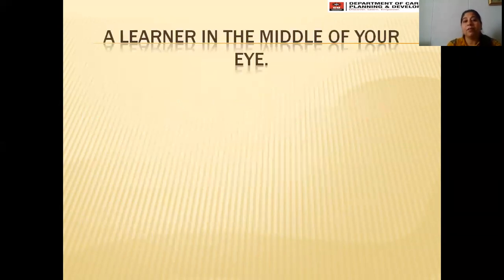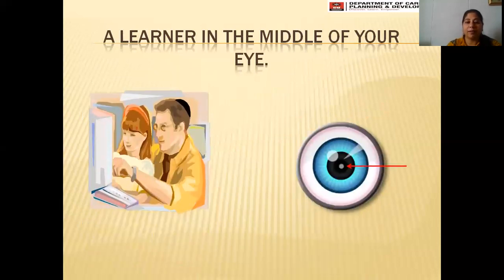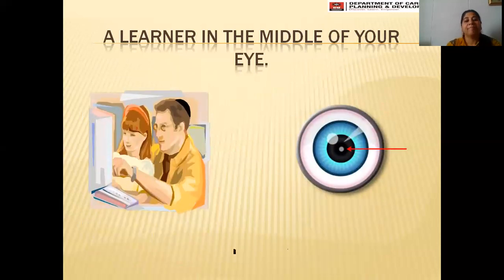A learner in the middle of your eye. So who is the learner in the middle of your eye? It is pupil. So here pupil and pupil. Pupil is someone, a child, one child, right? We are talking about a pupil, and one pupil is in our eye, in the center.